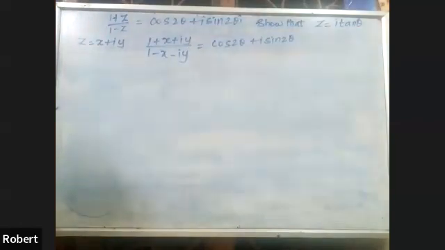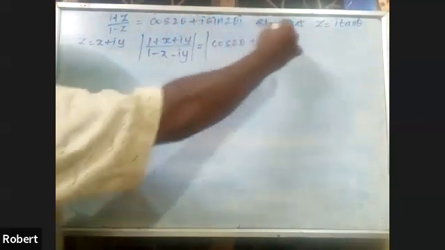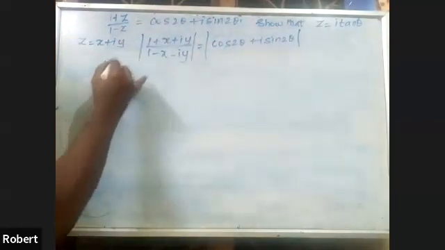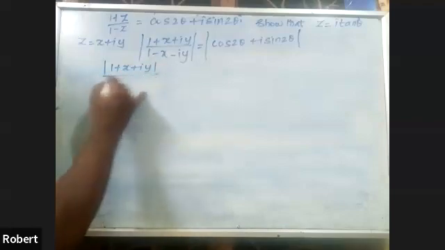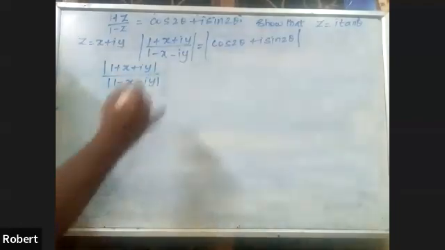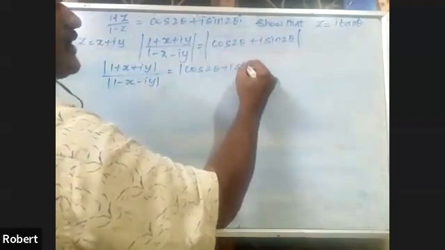What is the next thing I am going to do here? Taking modulus on both sides. I am going to use the property of modulus, and after that the property of argument. By the property of modulus, you can separate the modulus: modulus of 1 plus x plus iy divided by modulus of 1 minus x minus iy, which equals modulus of cos 2 theta plus i sin 2 theta.